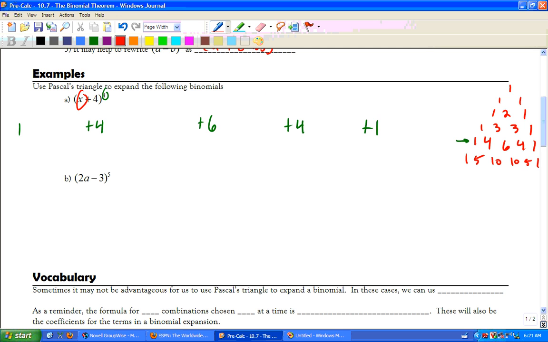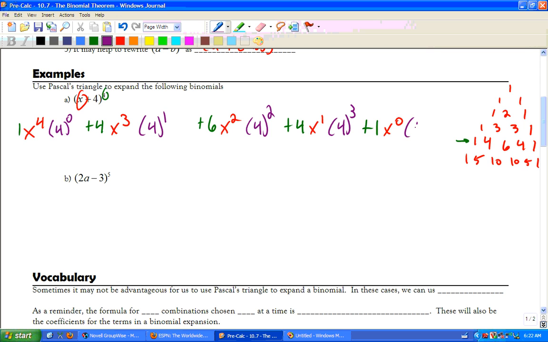Next thing I'm going to do is take my x. Our first variable, or our first term, is going to start at x to whatever the nth power is. In this case it's 4. And it's going to work its way down to, actually down to 0. So x cubed, x squared, x to the first, x to the 0. Next we're going to take the 4 and repeat the process, but now we're going to start at 0. 4 to the 0, 4 to the 1, 4 squared, 4 cubed, 4 to the fourth.